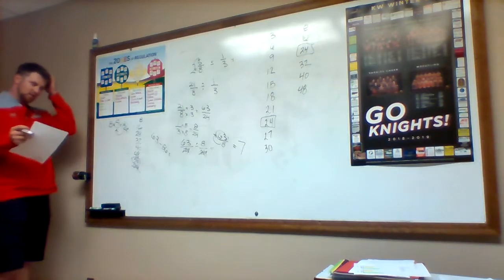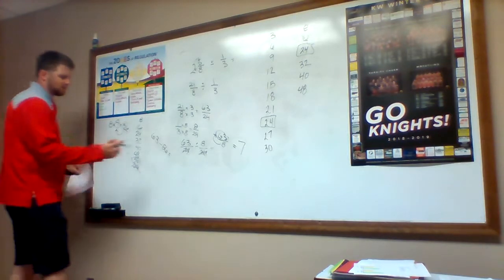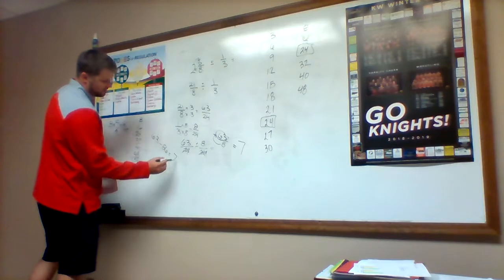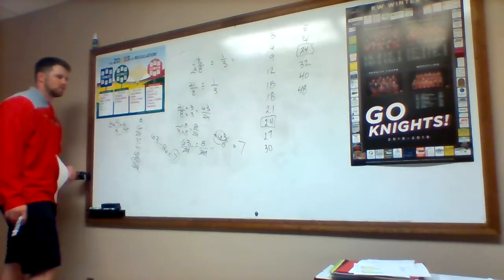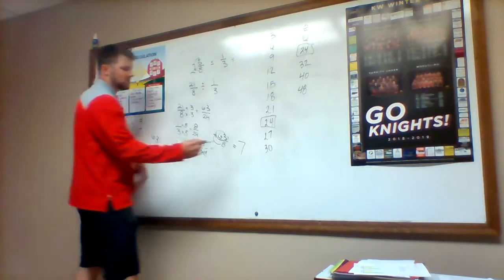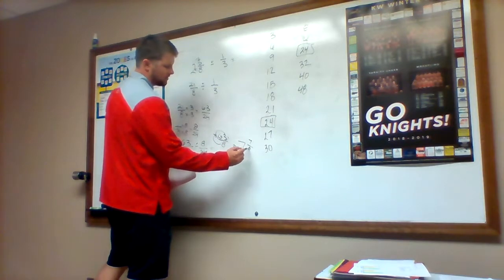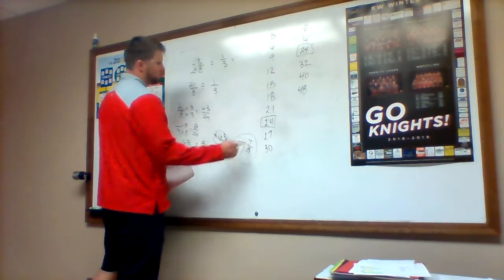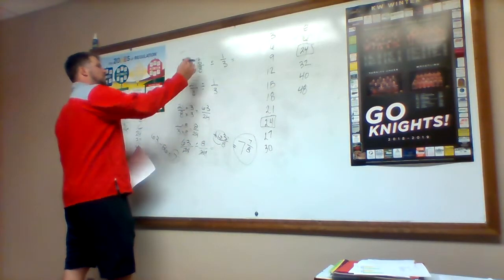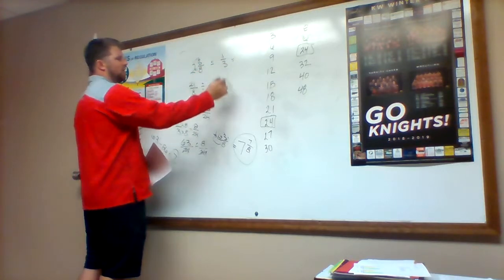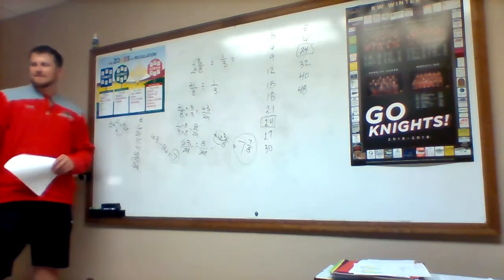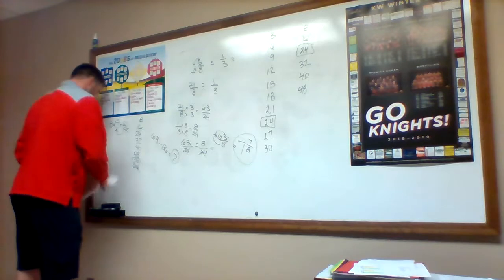Use your calculator if you need to. 7. Very good. What do we do with this 7 right here? Put it in the numerator. And what goes in the denominator? 8. We keep the same denominator. So if I were to ask you 2 and 5/8 divided by 1/3, what does it equal, Kate? 7 and 7/8. Very good.